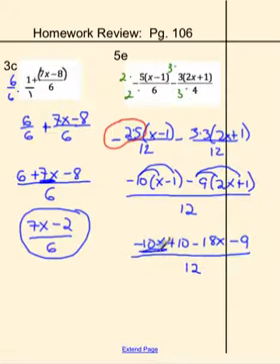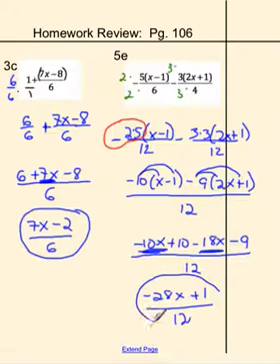So here, this has one variable. This has one variable. These have no variables. So negative 10x minus 18x is negative 28x. And positive 10 minus 9 is plus 1. And that is all over 12. And so that is your final answer.